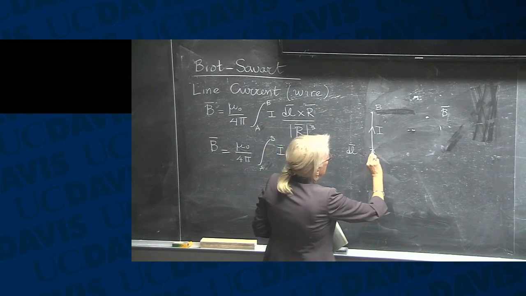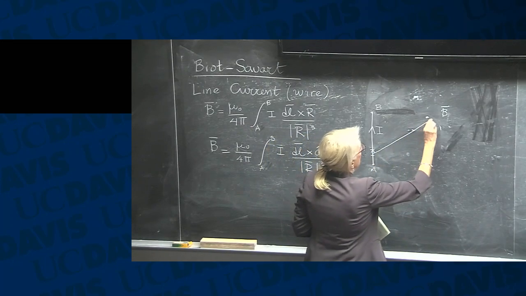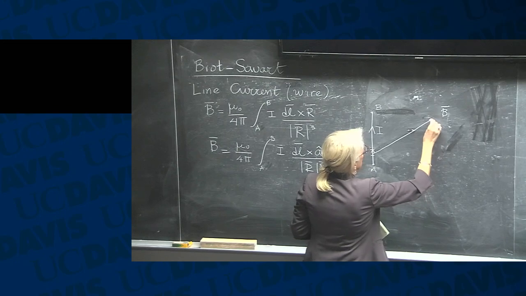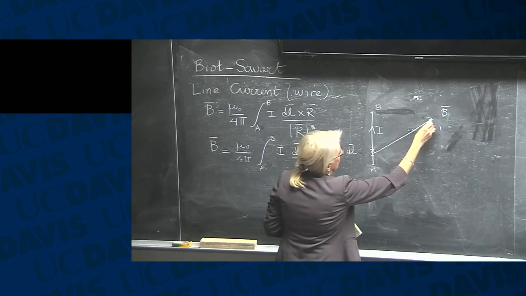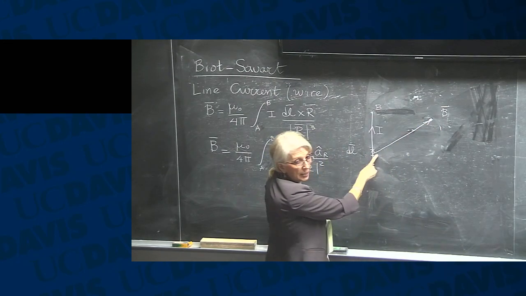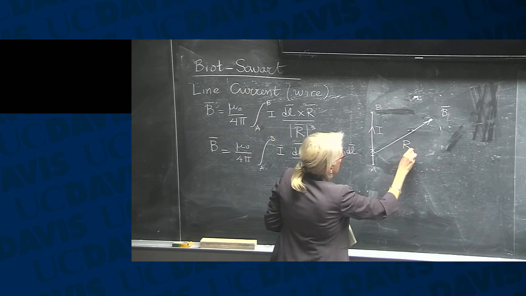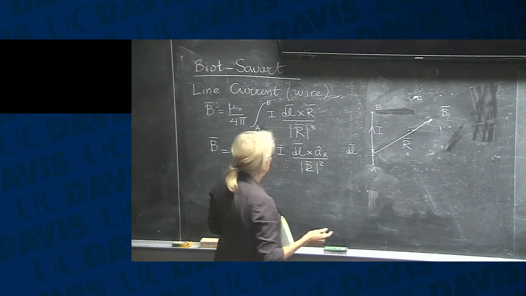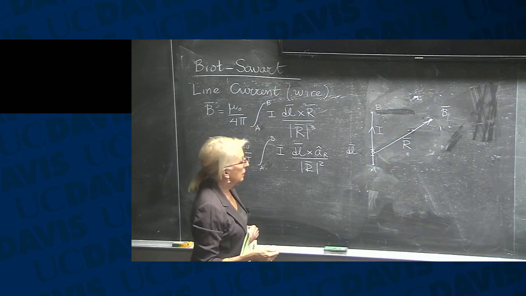Then it's the distance from the center of that to this point B. And of course, it's going to have this direction because it's a field that is excited by this current. So it's going to be R. This is your R. Okay?